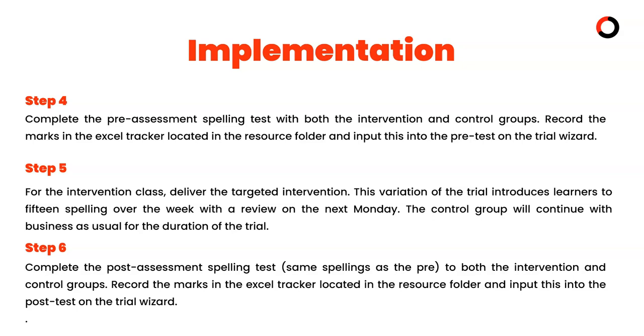Step 6, complete the post-assessment spelling test, which I said is the same as the pre, to both the intervention and control groups. Again, record the marks in the Excel tracker and then input this into the post-test on the trial wizard. The next step will be just to complete the process evaluation and then click Analyze, which will generate an impact report to let you know how the intervention has worked in your school.